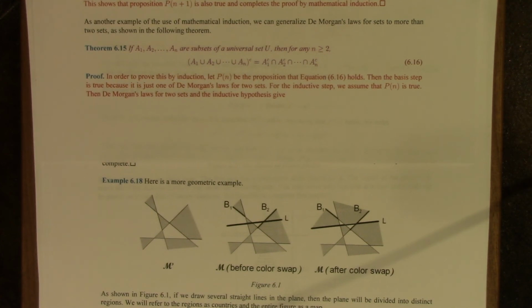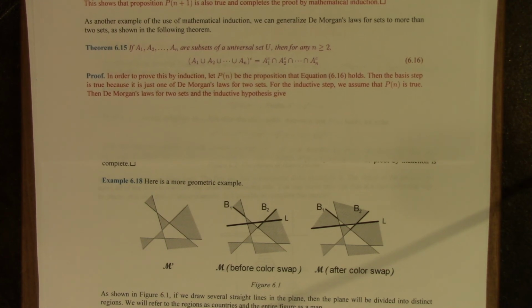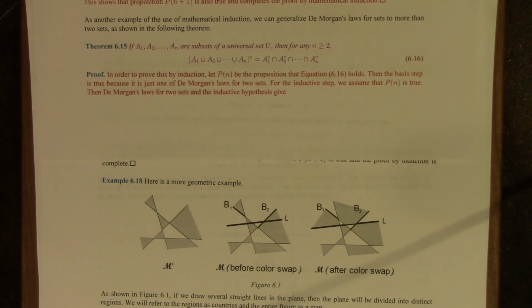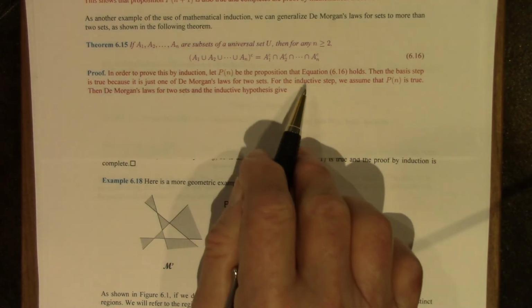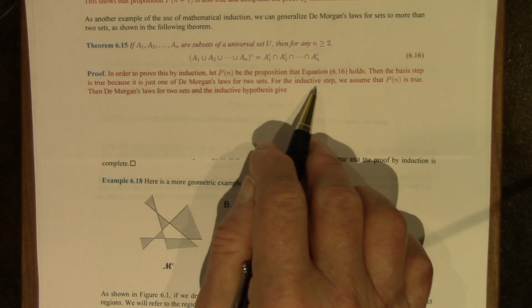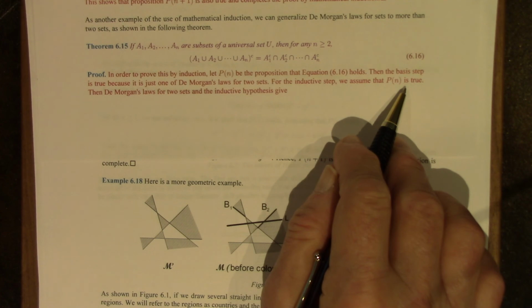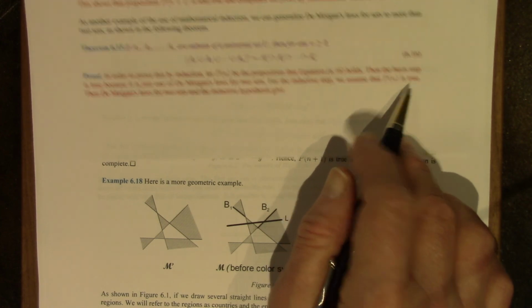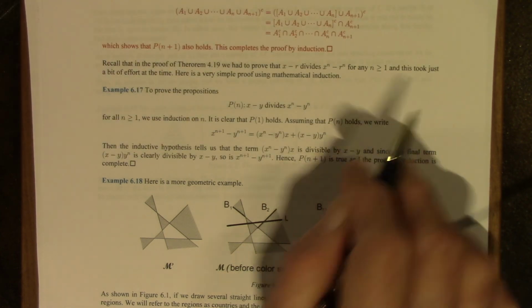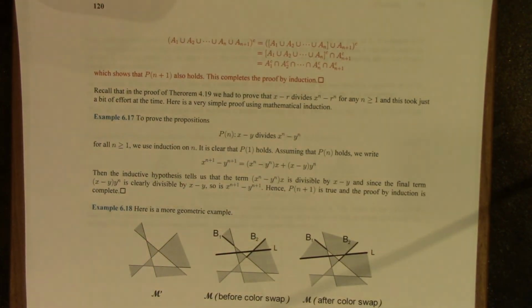The basis step is true because, as I just said, when n equals 2, it's just the De Morgan law that we're familiar with and we know is true. For the inductive step, we assume that P(n) is true, and we have to show P(n+1) is true.